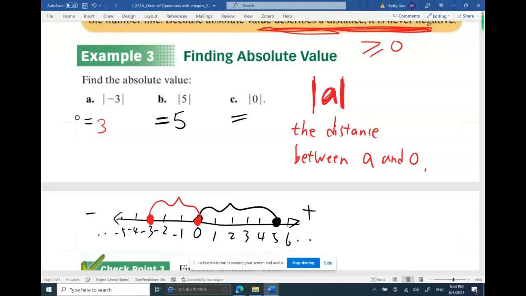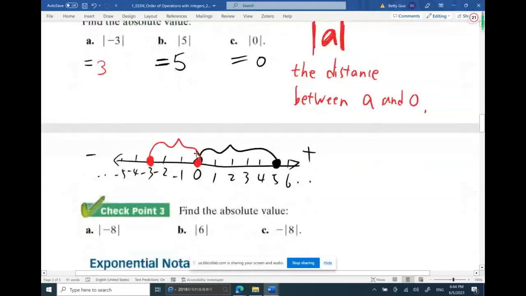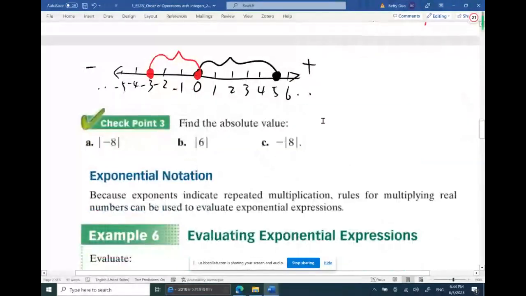Anyone can help me to complete part C? What's the absolute value of 0? 0, exactly. Because the distance between 0 and 0 is just 0. They are the same point, right? Let's see.